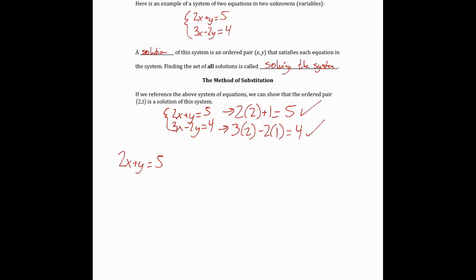We got 2x plus y equals 5. Now, if we solve this in a more familiar way, getting the y value by itself, if we subtract 2x from both sides, we end up with y equals negative 2x plus 5.